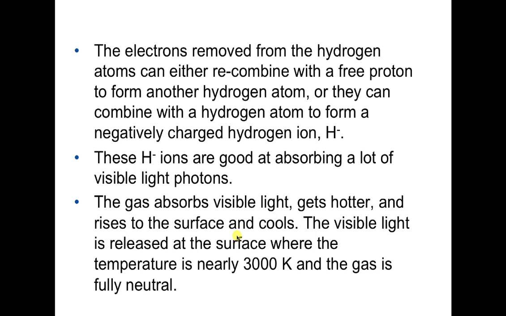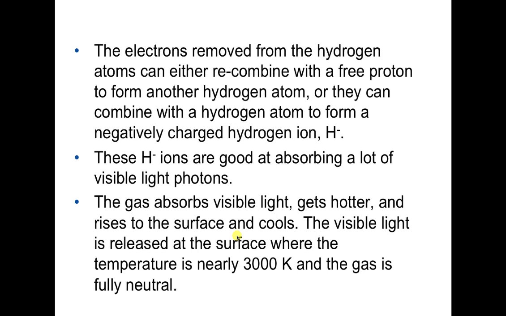Those electrons that were removed from the hydrogen atoms can do one of two things. They can either recombine with a proton to form a neutral hydrogen atom, or they can actually combine with an already neutral hydrogen atom to create a negative hydrogen ion, an H-. And H- is a very weak kind of bond. It's a proton with 2 electrons going around it. It's still a hydrogen atom, but it's got an extra negative charge. It's got an extra electron.